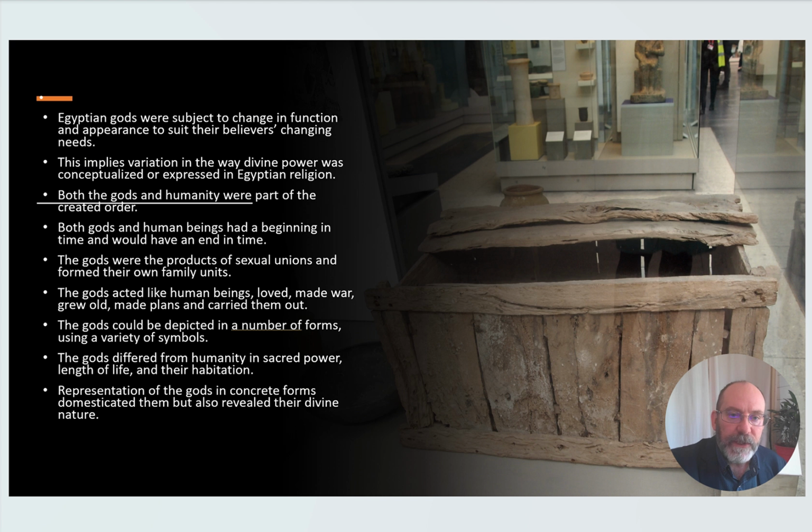So Egyptian gods were subject to change in function and appearance to suit their believers' changing needs. So you could literally just change your god into a different appearance. What we're going to see is these Egyptian gods, a lot of syncretism happens. And later as they go out, especially after the Hellenistic period, we see these religions leave Egypt and go into other communities, other cultures and societies. And sometimes they get new names, sometimes they don't.